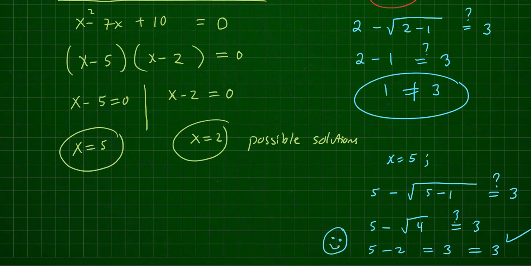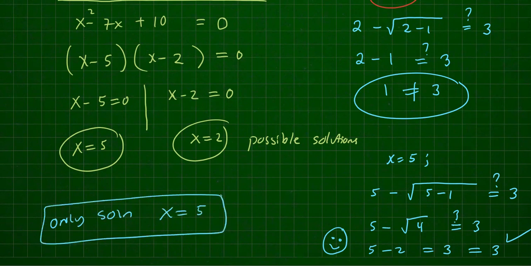Wonderful. So that means our only solution is x equals 5. So that's the only solution to this problem, because when we check it with 2, it didn't work. Okay, so I hope now you're able to solve these type of equations.